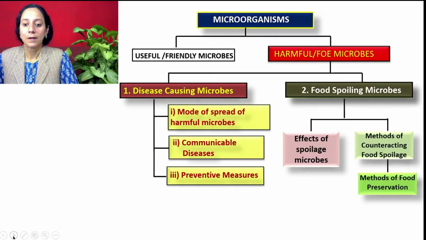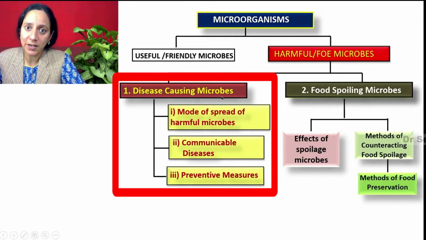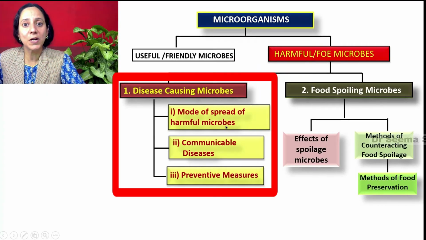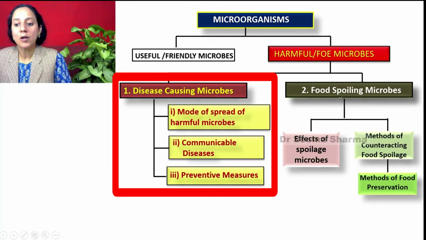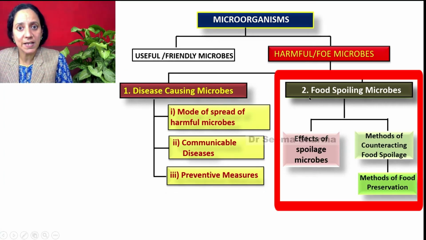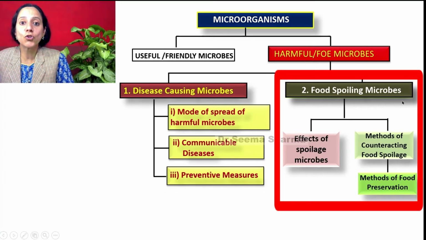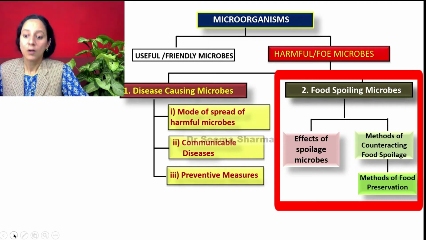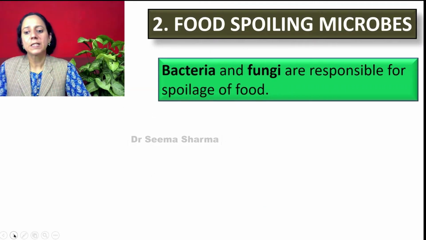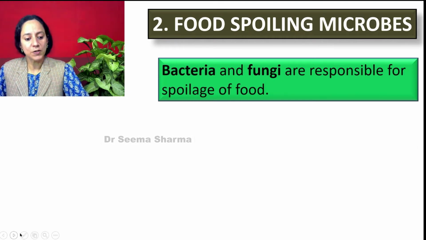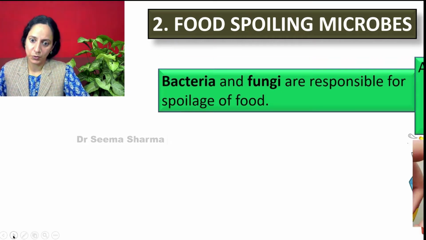So with this, we are through with our first objective, which was about disease causing microbes, their mode of spread, diseases spread through these, and their preventive measures. Now our focus is the second segment, which is about food spoiling microbes. A number of bacteria and fungi are responsible for spoilage of our food.